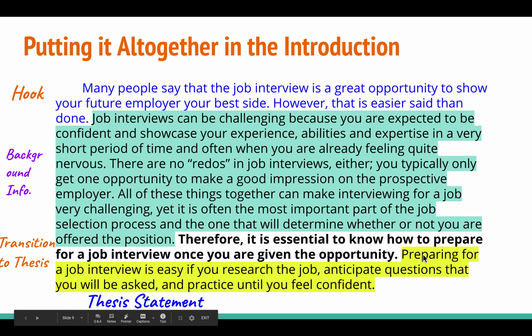In yellow, I have the thesis, but notice that I have one more sentence here in black before the thesis statement. This black sentence is a transition to the thesis, and its job is to transition from the background information, which says that job interviews are challenging, but they're very important, to the thesis statement, which says, here's what you do to succeed or to prepare for a job interview, right? I just simply said, therefore, it is essential to know how to prepare for a job interview once you're given the opportunity. So by talking about why it's very, very important, this serves kind of as a bridge or a connector between the thesis and the background information.